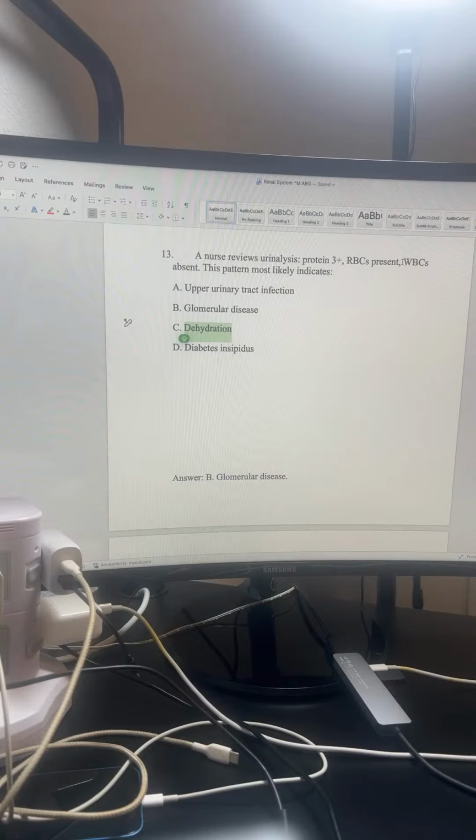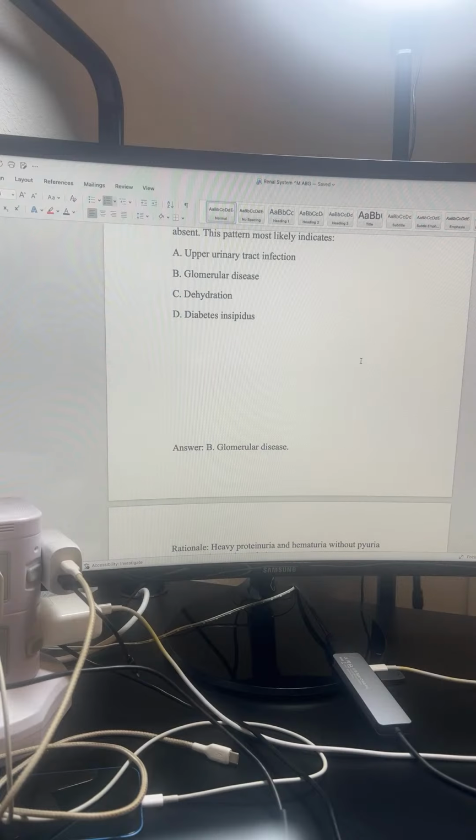And then for your urinary tract infection, definitely, if it's a UTI, there is gonna be some white blood cell count present. And you might have a little red blood cells as well.